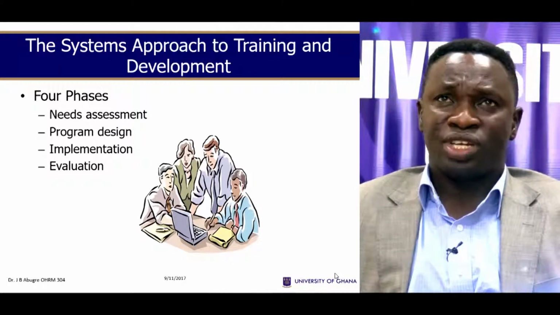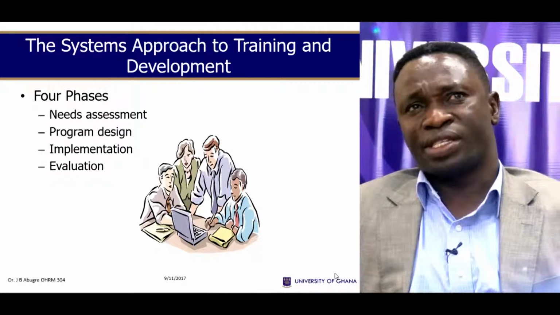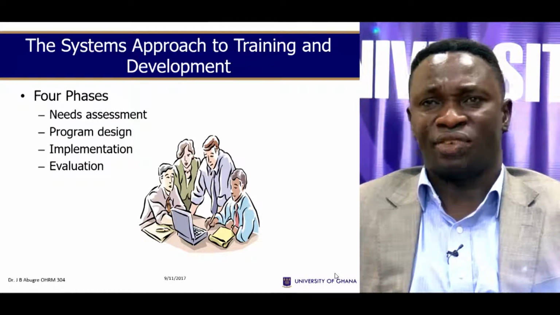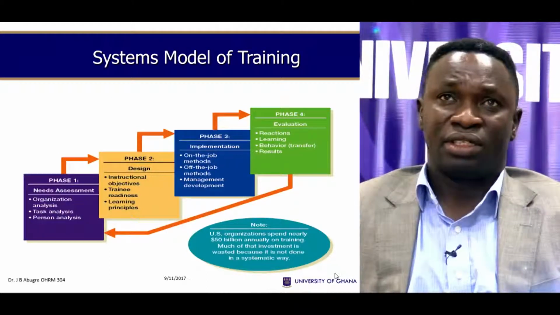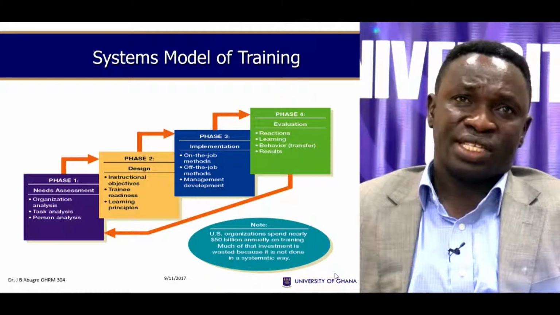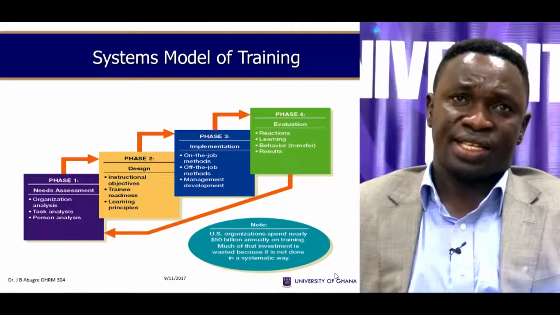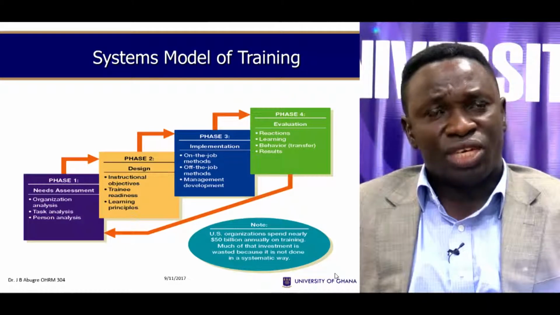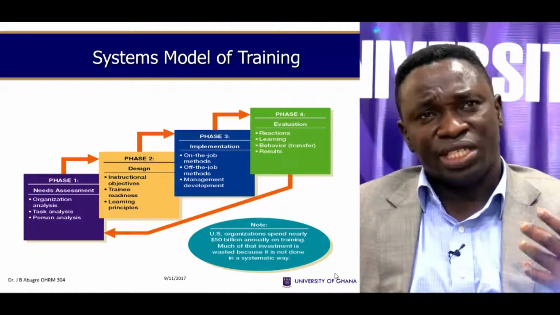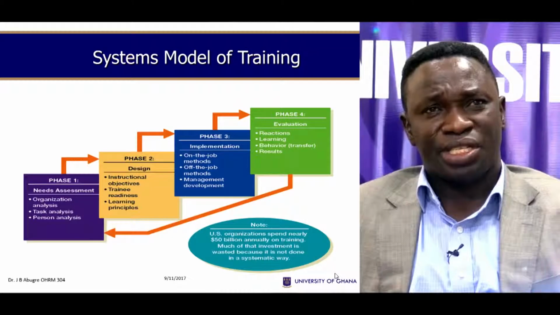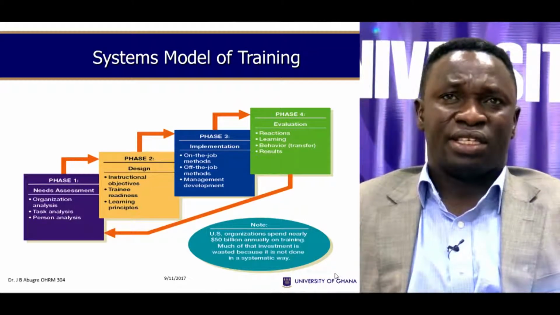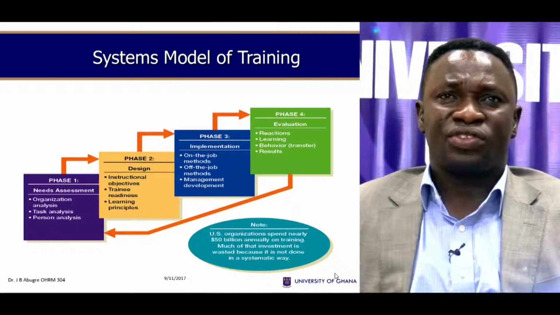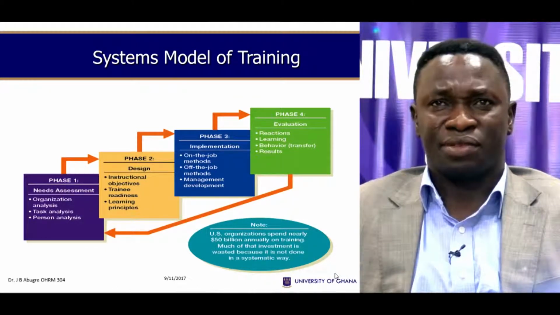The systems approach to training and development. There are 4 phases. Again, we have the needs assessment, program design, implementation, and evaluation, which I have just talked about. In the systems model of training, in phase 1, which is the needs assessment, we look at organization analysis, task analysis, and person analysis. Then in phase 2, the design, we look at instructional objectives, training readiness, and learning principles.